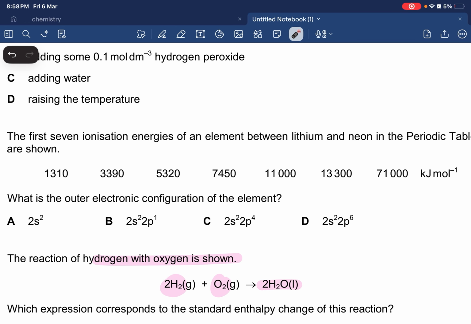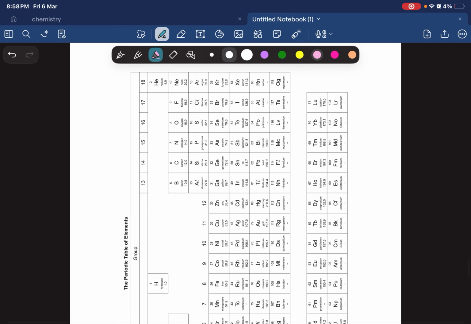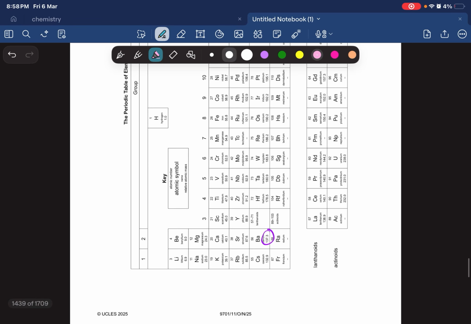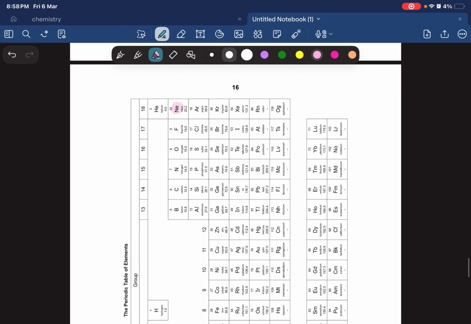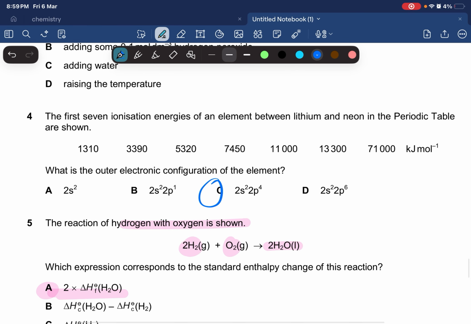So the first 7: first, second, third, fourth, fifth, sixth, seventh. So from 6 to 7, there's a big jump. That means this element has 6 electrons in its last shell. And if it has 6 electrons in its last shell, that means it is in group number 6. And if it's in group 6, and they said it's between lithium and neon, it's going to be oxygen. Okay, and if it's oxygen, the electronic configuration of its last shell is going to be 2s2, 2p4. Easy peasy lemon squeezy. I don't think even that needs explanation.